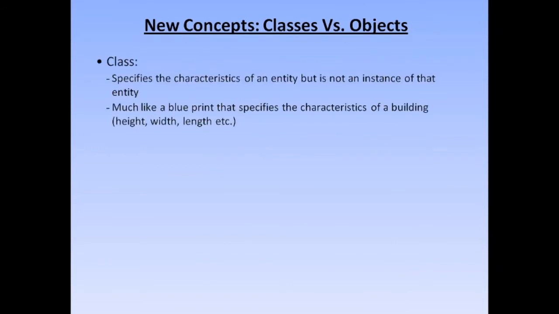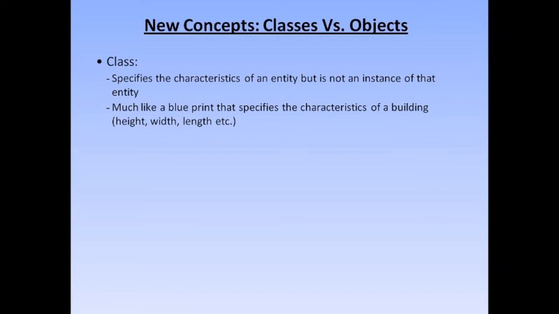Now what are classes? After going through these examples, you might be getting an idea of exactly what a class is. That is, a class specifies the characteristics of an entity but is not an instance of that entity. It defines the characteristics of an entity. It can define what the objects will have in common, what the various characteristics of the entity are, but it is not an instance of that entity. The instance is known as the object.